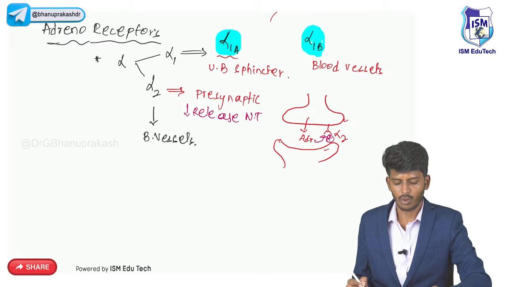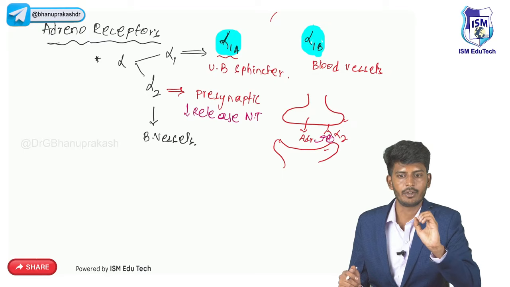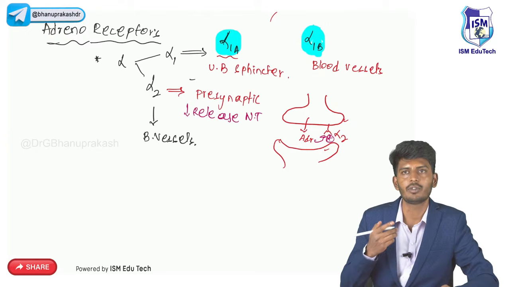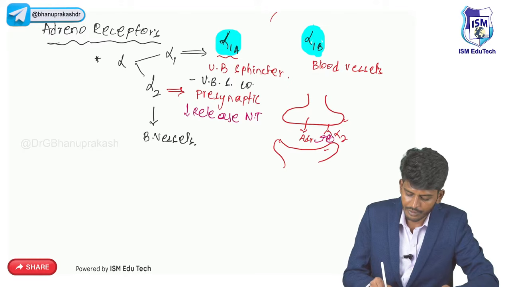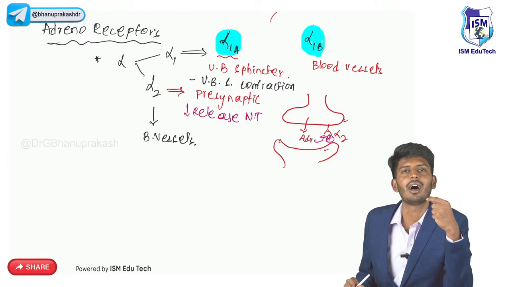Now, whenever sympathetic activation is there, alpha 1 and alpha 2 receptors get stimulated. What are they? When alpha 1 gets stimulated, my dear student, alpha 1 stimulation will lead to urinary bladder sphincter contraction. What do I mean by this? Stimulate the sympathetic nervous system, and the sphincter will be closed. Exactly how are you getting it? As a result of alpha 1.